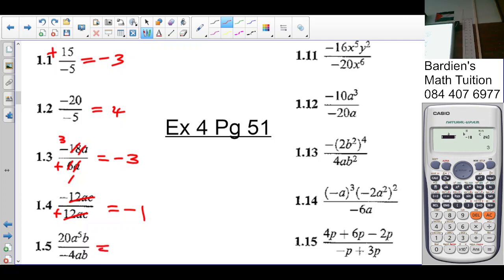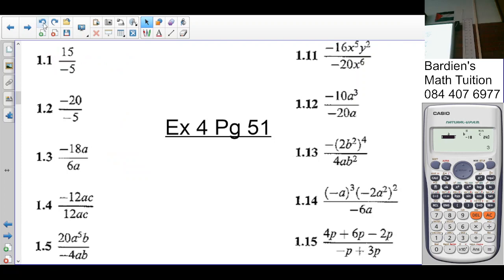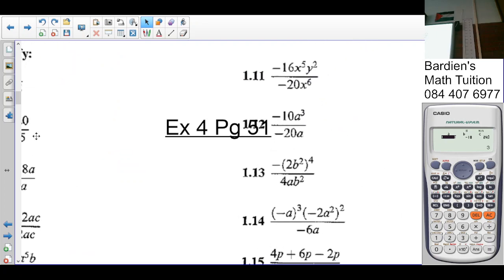1.5. Negative 5a^4, which is correct. Positive divided by negative is negative. 4 going into 4 once, 4 going into 20, 5 times. 5 minus 1 is 4, that leaves you a^4. The b's are the same, so they cancel. Okay, all okay with that? Yes, sir. So what I'm going to do is take this off and move this over.